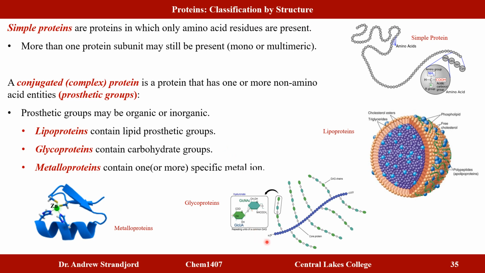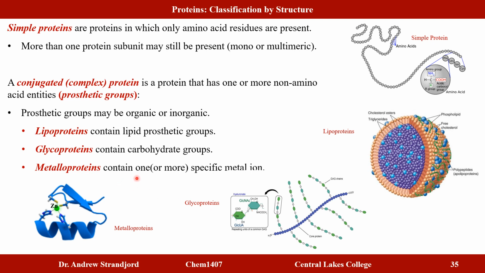If I look at this molecule down here, the blue spheres represent an amino acid chain, which I have attached to it sugar molecules. In this case, I have a disaccharide attached to it, and in some cases I have polysaccharides attached to it. Glyco represents the word for sugar, and I have a glycoprotein.